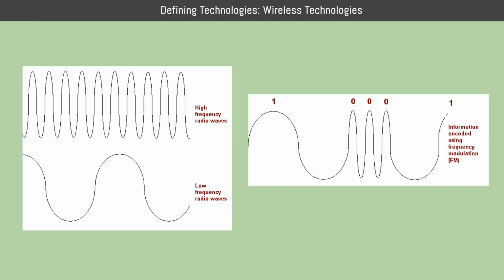Manipulating the regular pattern of a wave is what allows us to send information using radio waves. Similar to how we can transmit binary information as ons and offs using light beams, we can transmit binary information as highs and lows using radio waves.